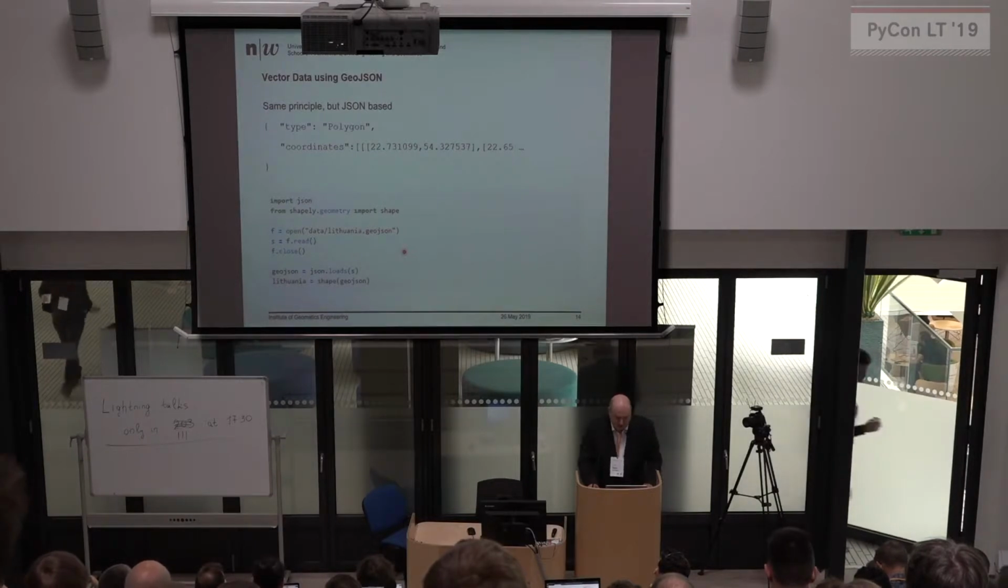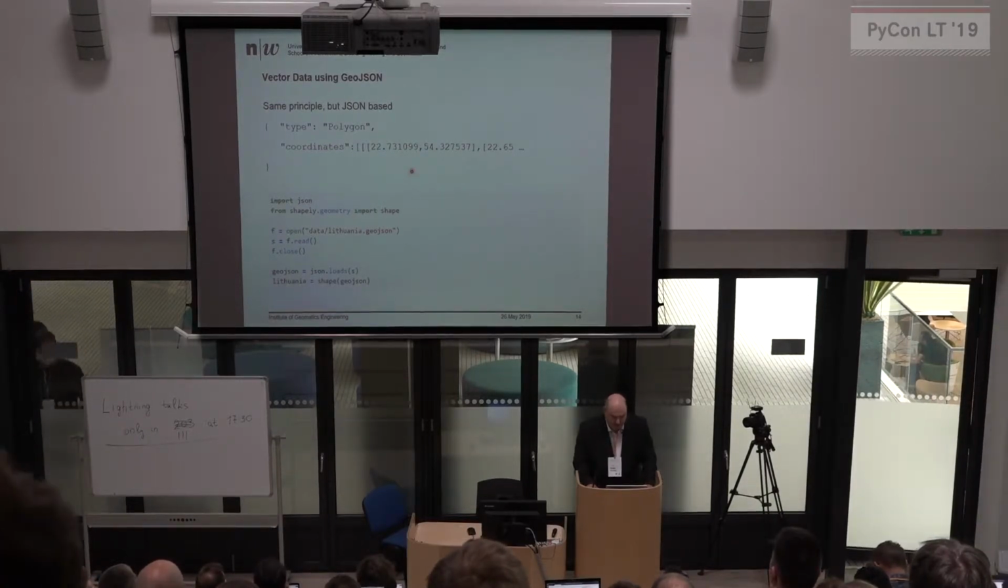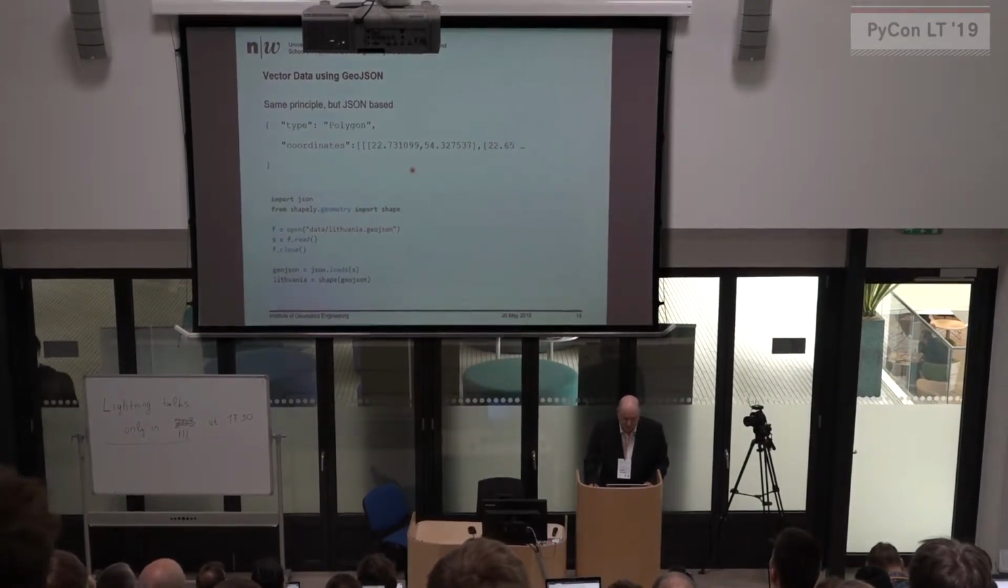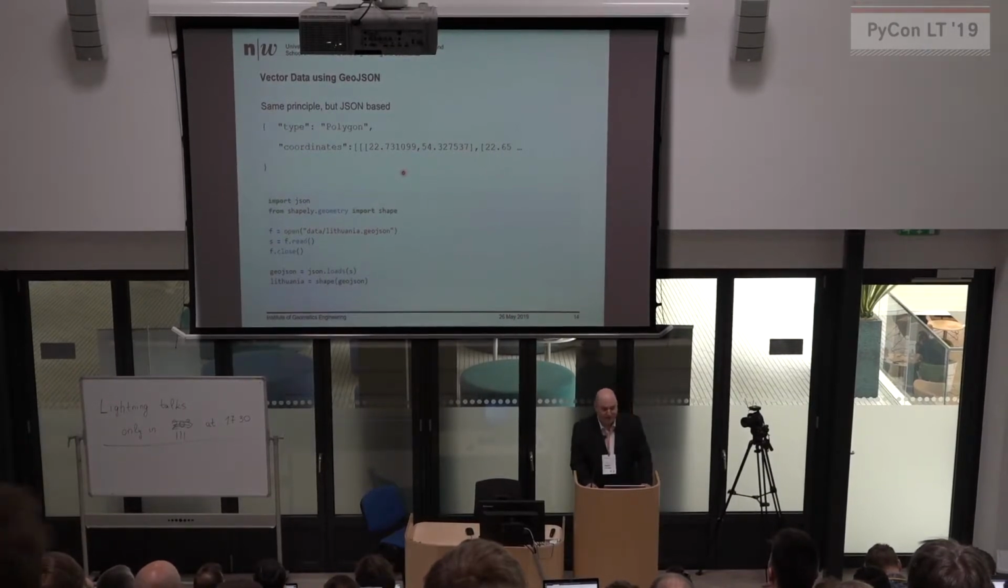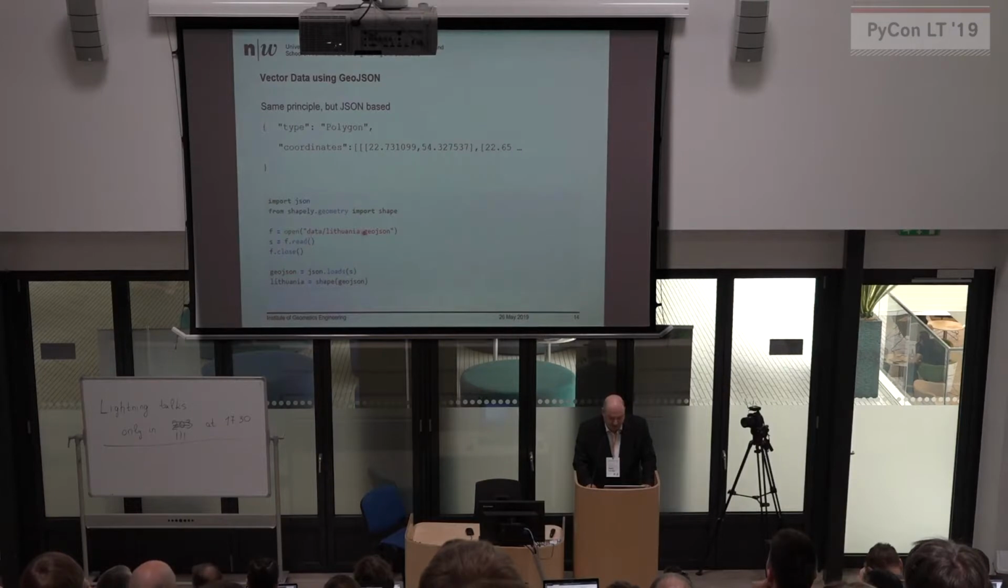So I downloaded a polygon of Lithuania yesterday. I googled it actually and found one. I will show you afterwards where you find these data sets. And then you can just load it from a file as GeoJSON. GeoJSON is a different format, also containing coordinates and polygons. It's the same principle, it's just a different syntax.